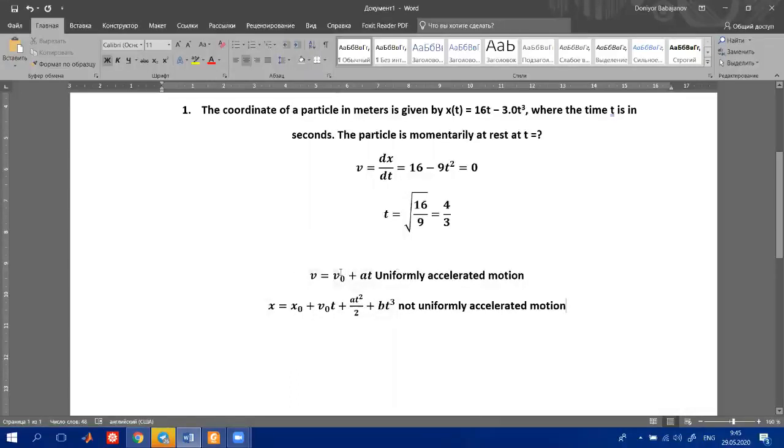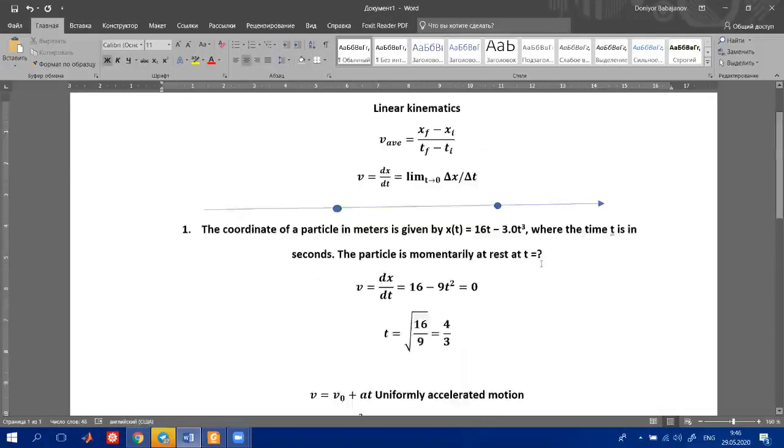Okay, we can prove this formula by using this definition of velocity, but generally you should use v equal to dx over dt. In every problem you should use this formula, v equal dx over dt. Other questions?